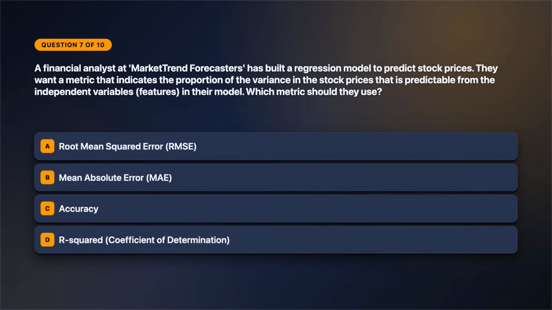Ready? Question 7. Spot the narrowing word. A financial analyst at Market Trend Forecasters has built a regression model to predict stock prices. They want a metric that indicates the proportion of the variance in the stock prices that is predictable from the independent variables, features, in their model. Which metric should they use? Select one answer. Review the answer choices on screen.